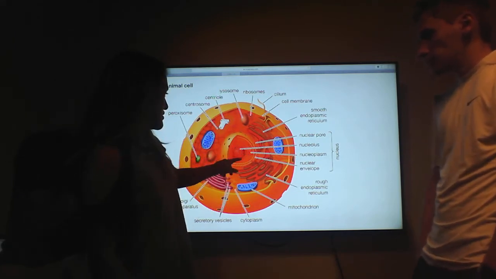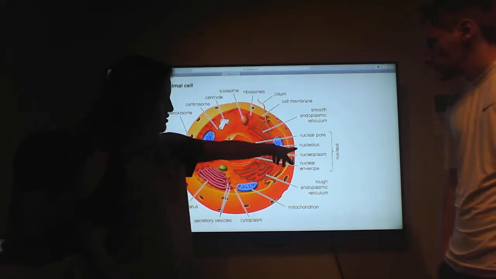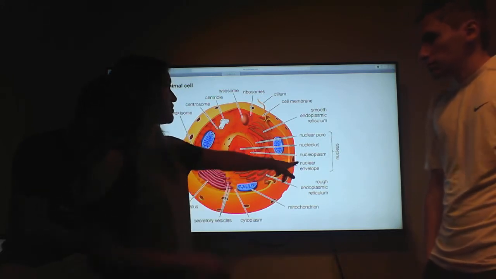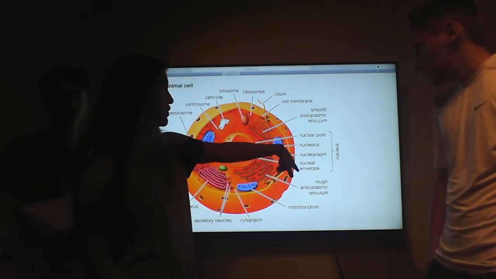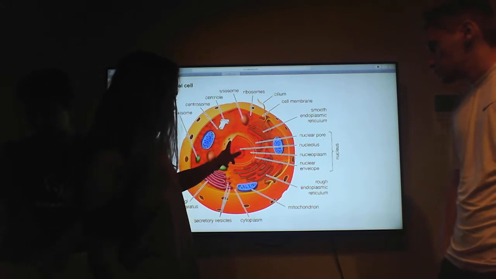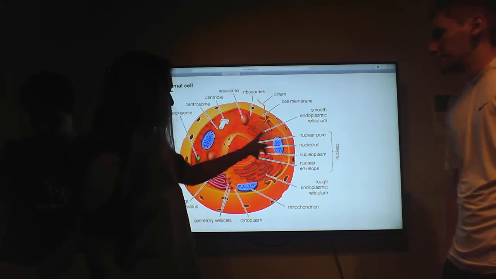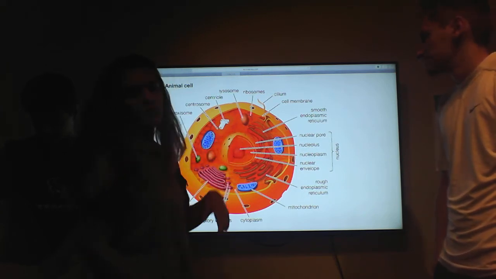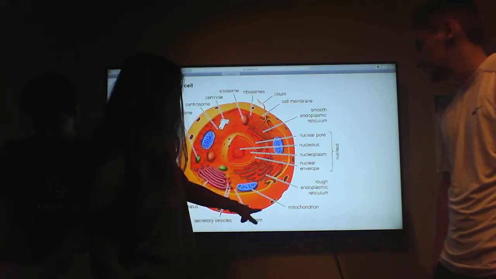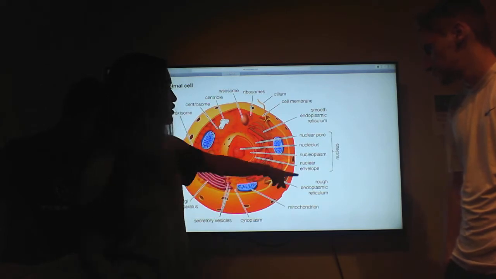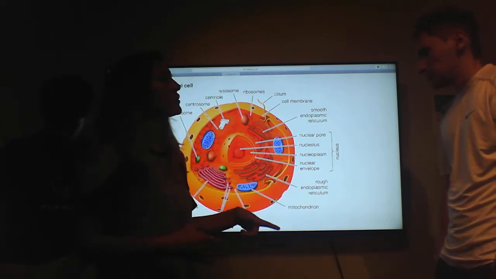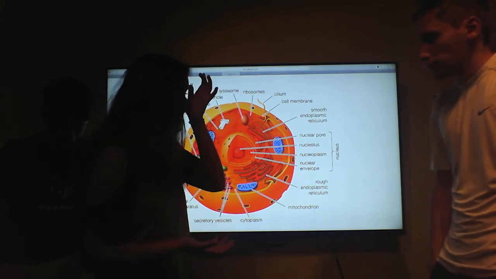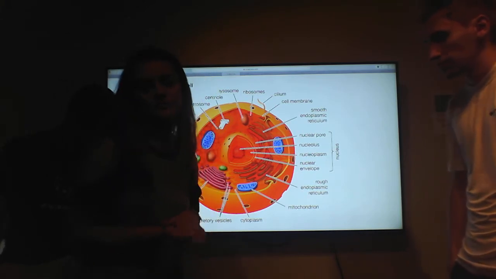Ribosomes are made in this little spot right here, which is called the nucleolus. It is then pushed through the nucleoplasm into the nuclear envelope, where it is then distributed through the nuclear pores, which are these little holes right here. As it escapes through the pores, it usually attaches itself to either the cytoplasm or the rough endoplasmic reticulum. The ribosomes are basically organelles that make proteins.